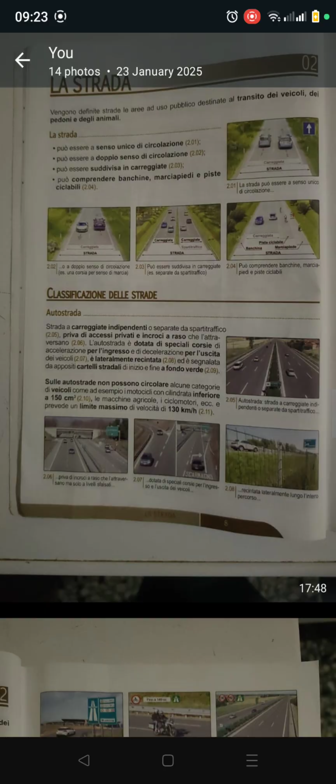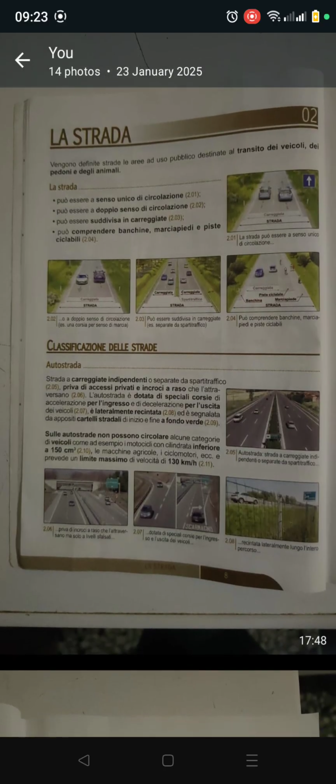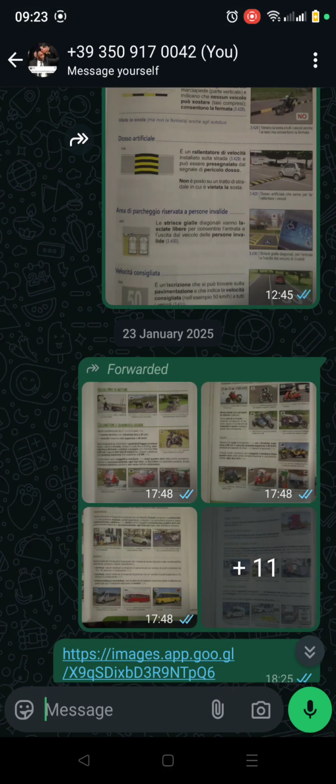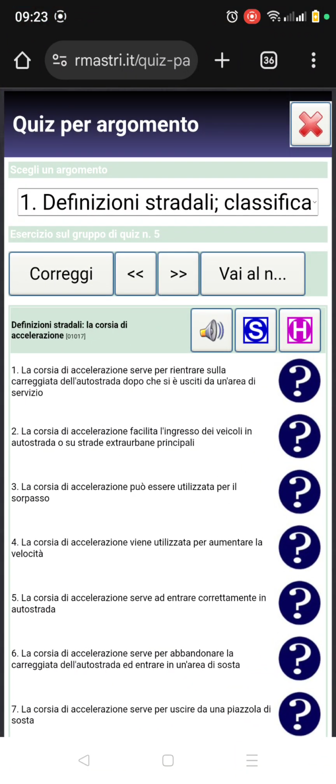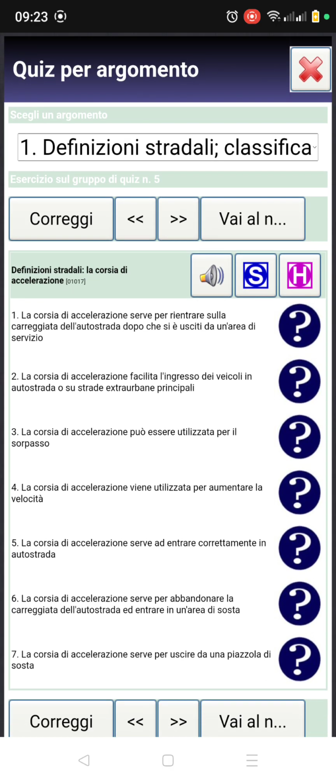So now we have already learned about the highway. So now we're going to take some question and answer on this highway, on this lesson we just did now. Definizione stradale, so the definition of the road, like ossia di accelerazione. So definition of the road of the acceleration lane. We already know what is called acceleration lane, so we do question and answer on it now.